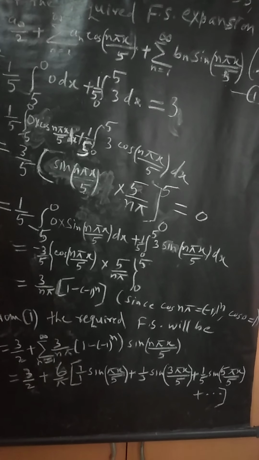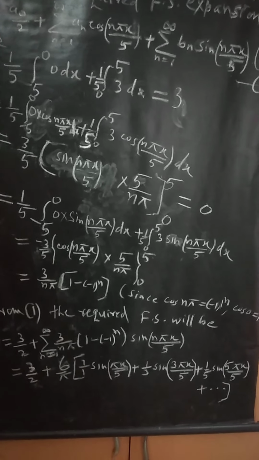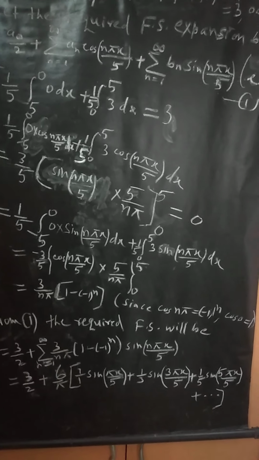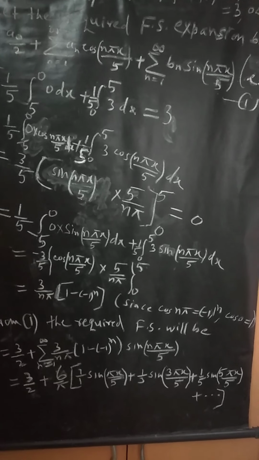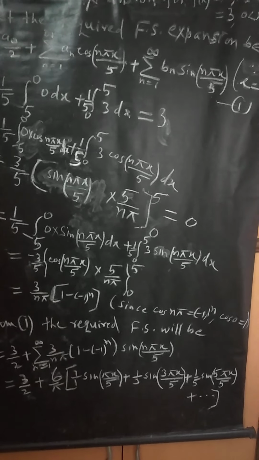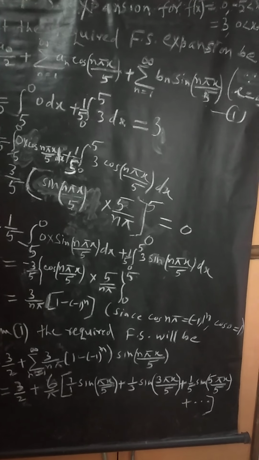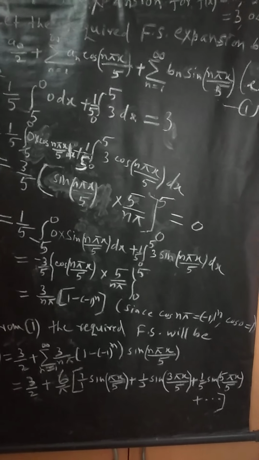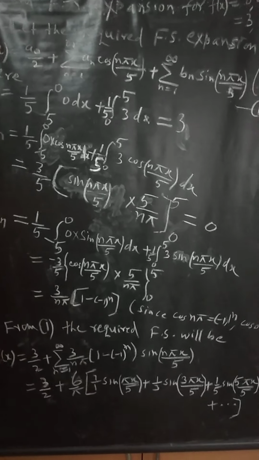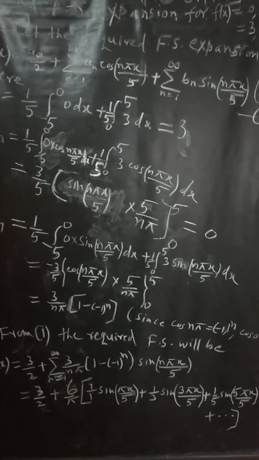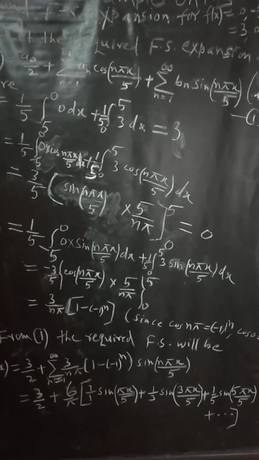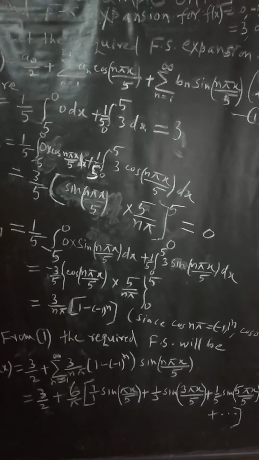f(x) is equal to 3/2 plus 6/5 into bracket, n is 1: 1 upon 1 sine of pi x by 5. N is 2, the value is 0, so no need to write that term. Plus 1 by 3, n is 3: 1 by 3 sine of 3 pi x divided by 5, plus 1 by 5 sine of 5 pi x divided by 5, plus and so on.